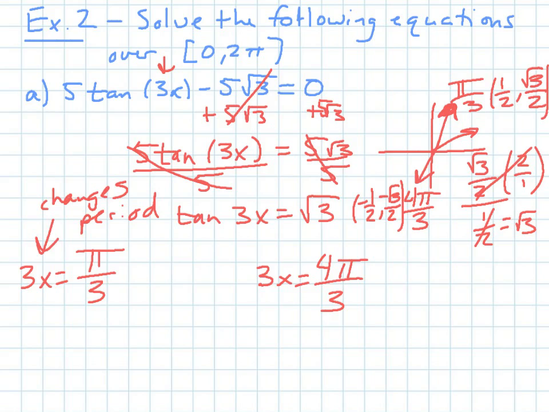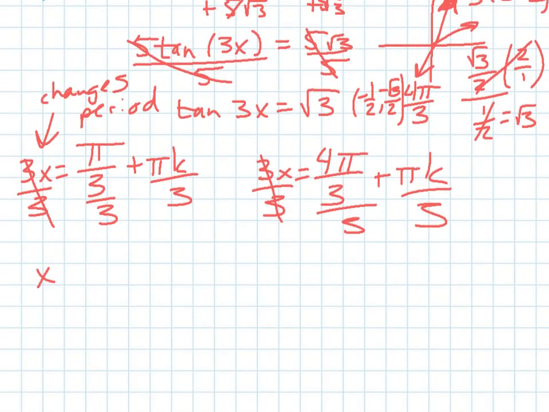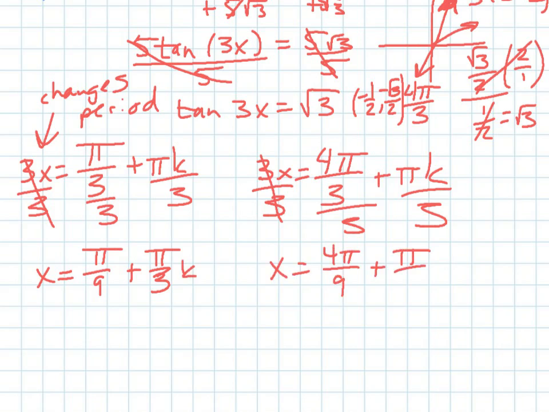Now, the period for tangent is pi. Okay, so let's act like we were talking about all reals for right now. Ignore the 0 to 2 pi for the time being. So let's say our answer was pi over 3 plus pi k, and plus pi k for this as well. And then I want to divide by 3. So that means I divide by 3 to each of these. So here, x becomes equal to pi over 9 plus pi over 3k, and then also 4 pi over 9 plus pi over 3k.